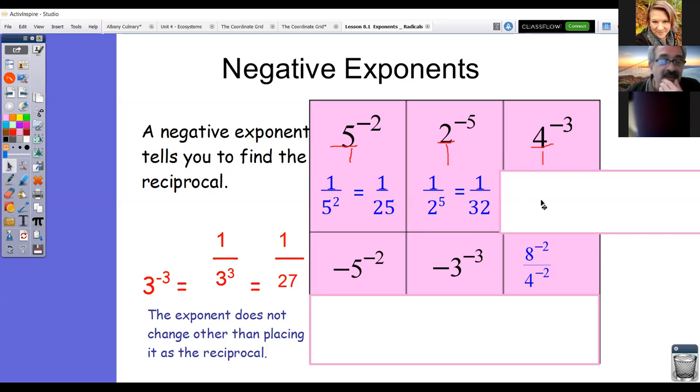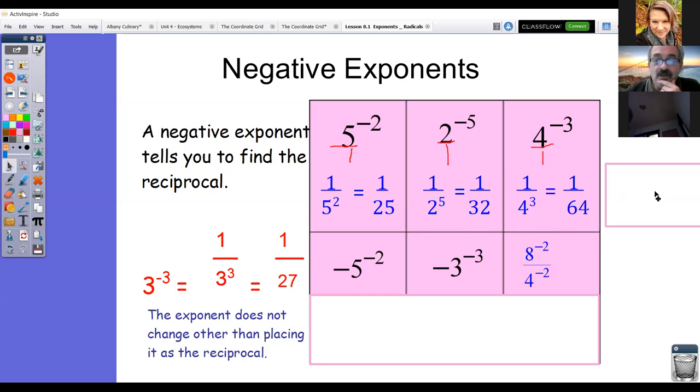If you input that into your calculator, it will also do it as either a decimal or a fraction, but you can go back and forth between those, all right? So 4 over 1 to the negative 3rd, change it, flip it, 1 over 4 to the 3rd, which is 1 over 64.